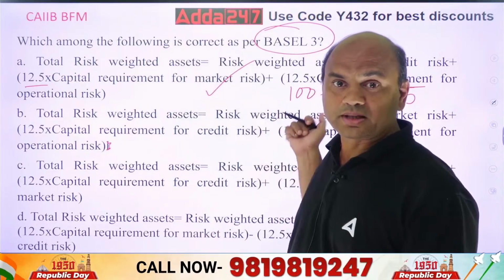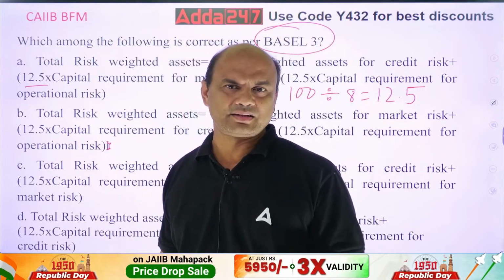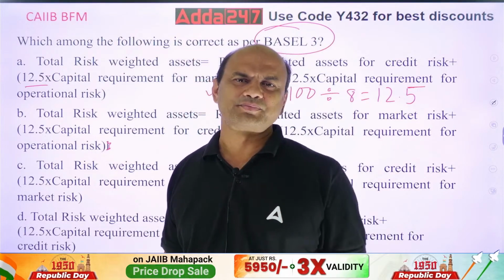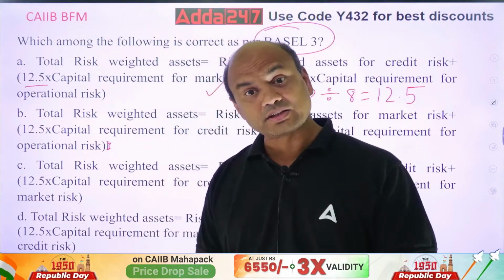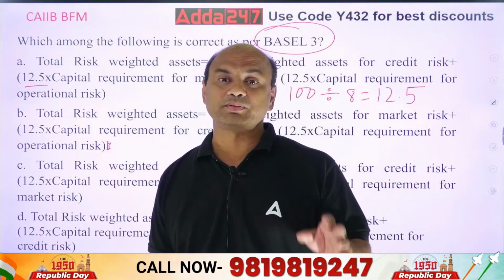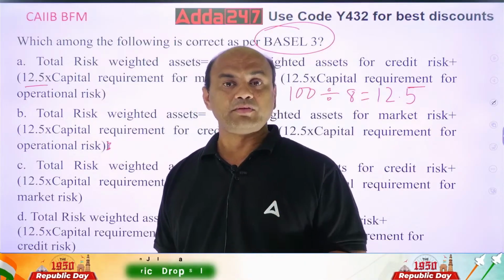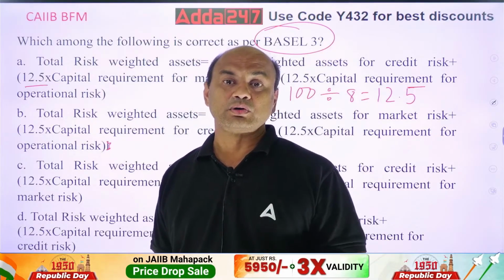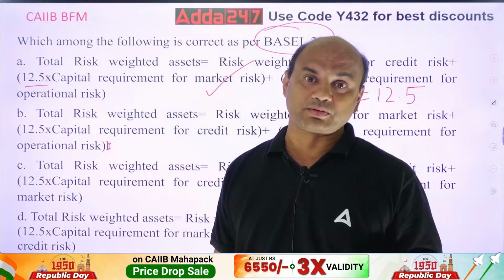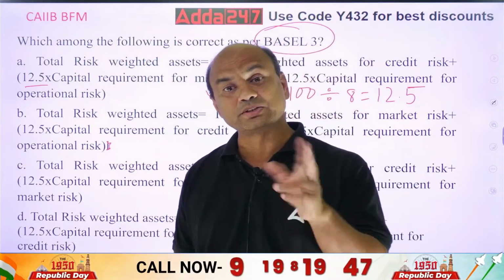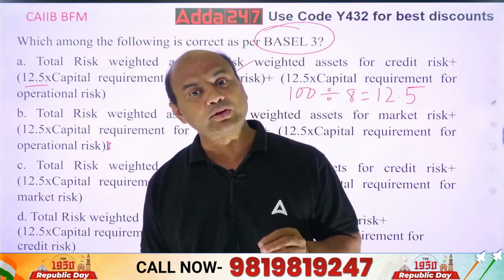So it is 100 upon 9. 9 elevens are 99, so it will be 11 point something. It won't be 12.5 as per RBI. But even Basel III says you have to add the CCB, and even RBI has made it compulsory. So your CRAR requirement is not 9% now. It is 11.5%: 9 plus 2.5. This CCB of 2.5% has to be added.